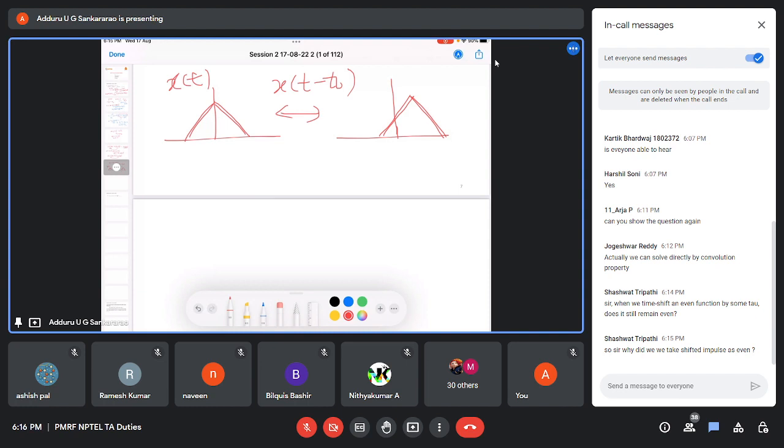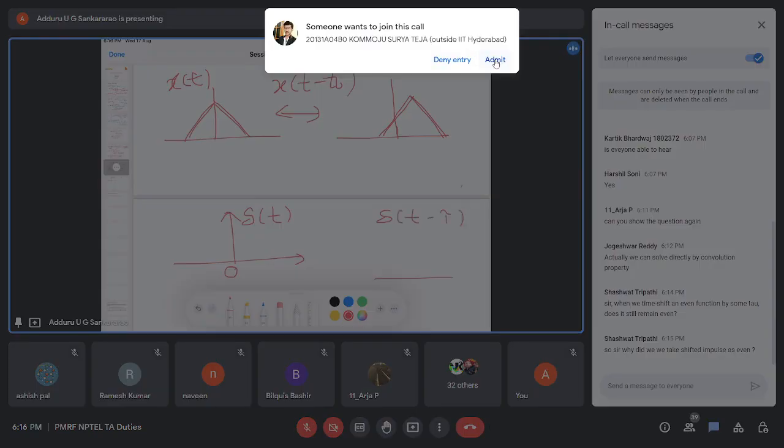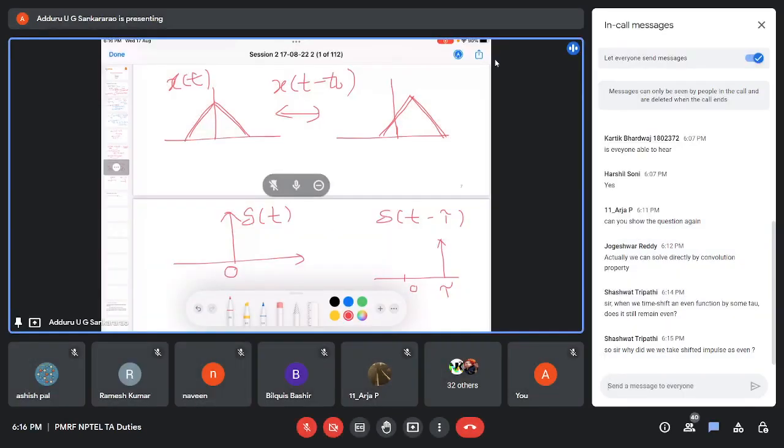Similarly, let us say the impulse: del of t is this at 0. Now del of t minus tau is shifted to tau somewhere here. Now this is no longer an even function, right?